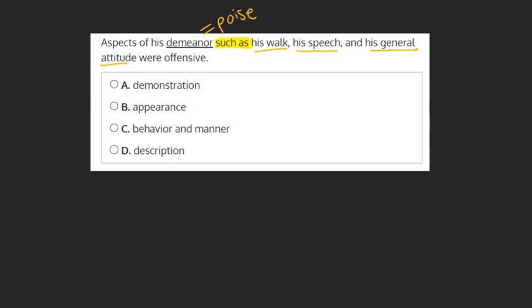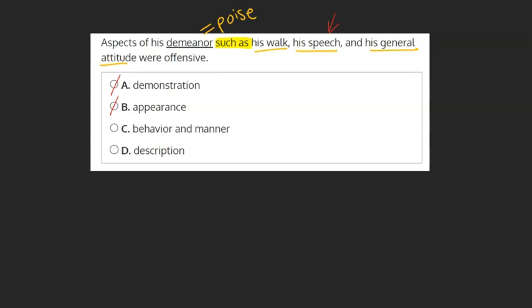Let's take a look at our choices and see which one fits best. Demonstration can be marked off as it doesn't fit with our definition. Appearance can be marked off as well because one of the definitions of demeanor in the sentence is speech, which doesn't fall under appearance. Behavior and manner sounds to be what we're looking for, but let's go on just in case. Description sounds like it might also fit in our sentence.